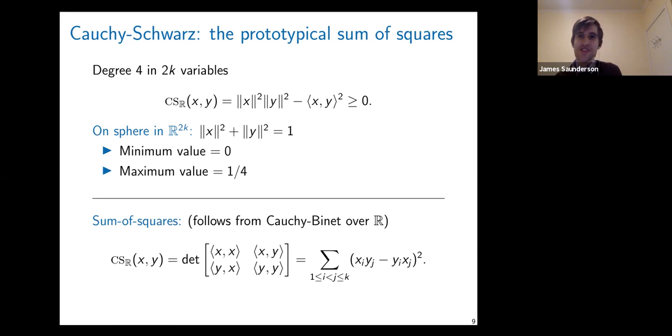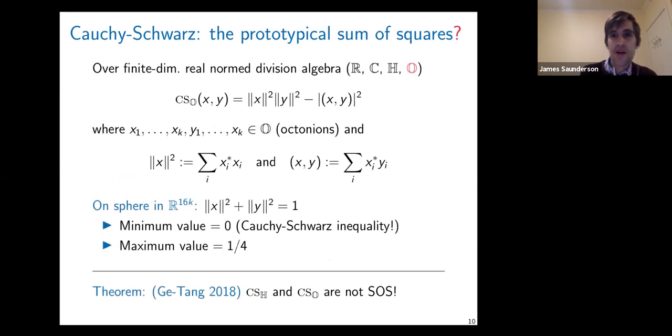All right, so this looks like a terrible place to look for an example, because it's already a sum of squares. But it turns out there's a bigger family of Cauchy-Schwarz inequalities. We looked at the one over the reals there, and there's also a Cauchy-Schwarz inequality for vectors with complex entries, for vectors with quaternionic entries, and for vectors with octonionic entries, right?